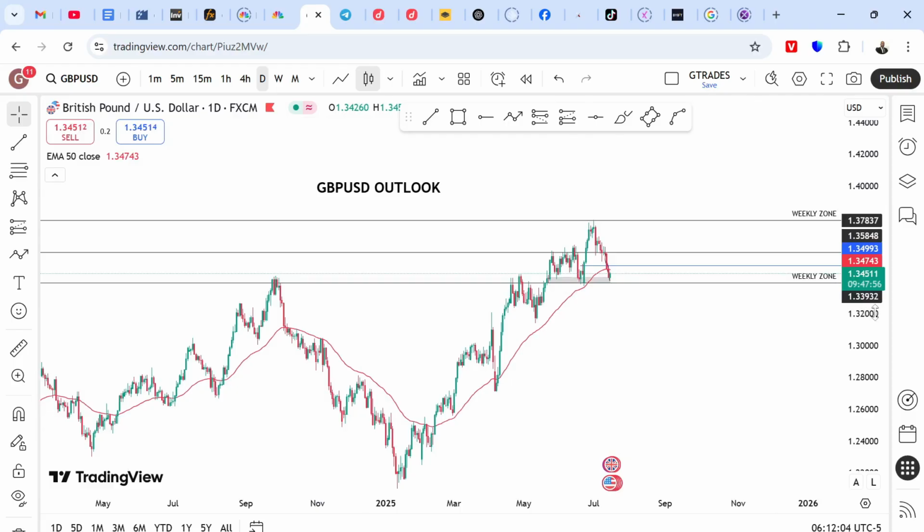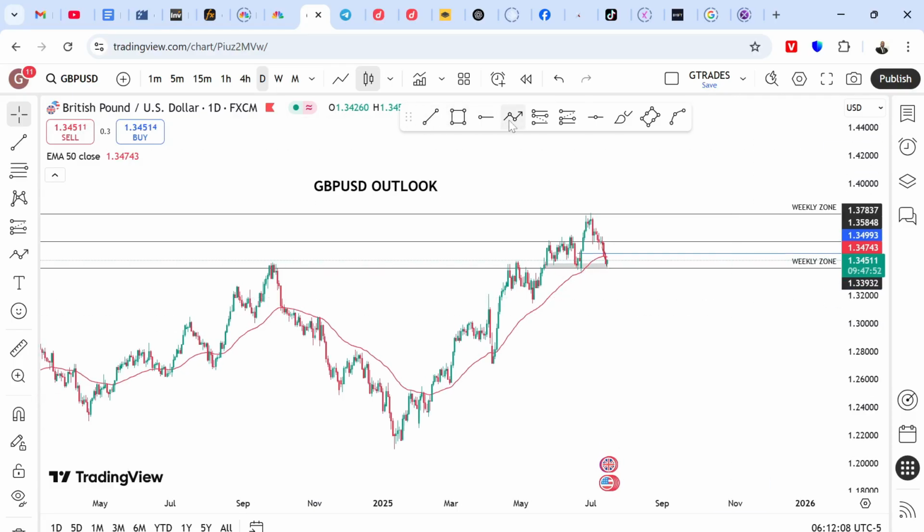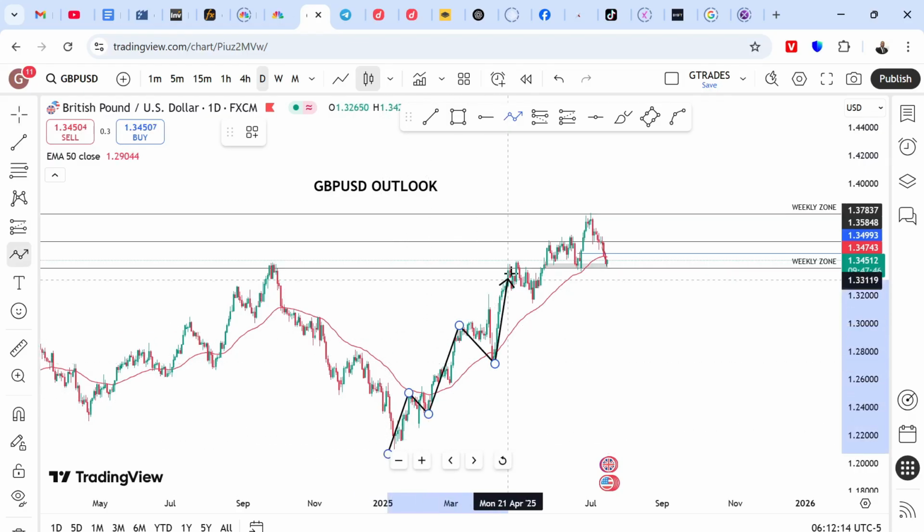Now, if you look at Gbpusd, it has been in an overall bullish market, meaning that the market has been giving us higher highs, higher lows, higher highs, higher lows. The higher highs are impulse, and the lower lows are corrections. So it's impulse, correction. Now the market has come to a correctional phase.